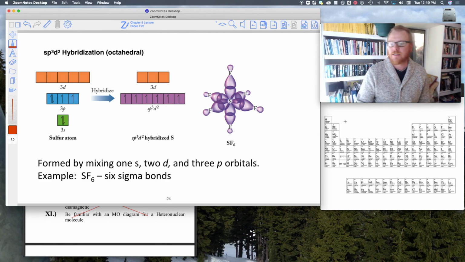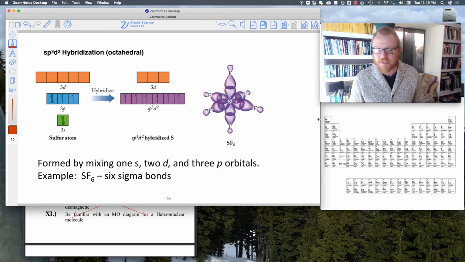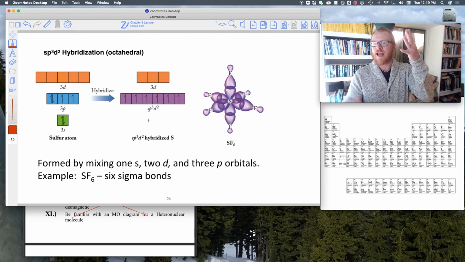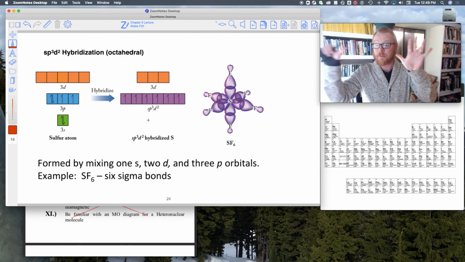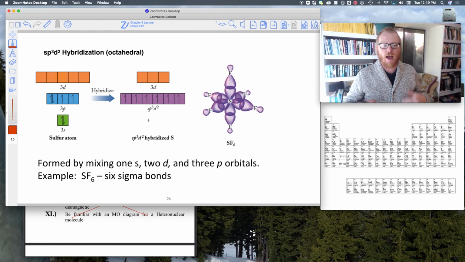So we recognize sulfur with 6 valence electrons, 1, 2, 3, 4, 5, 6, 3s2, 3p4. When all of these promote, you now have 1, 2, 3, 4, 5, 6 unpaired electrons, which we call sp3d2. So 1 s, 3 p's, and 2 d's to give me 6 bonds. It will make then what we call the octahedral geometry. Okay?